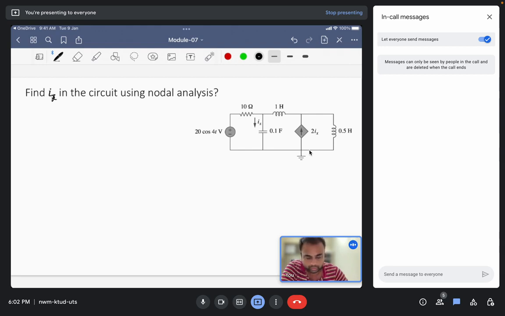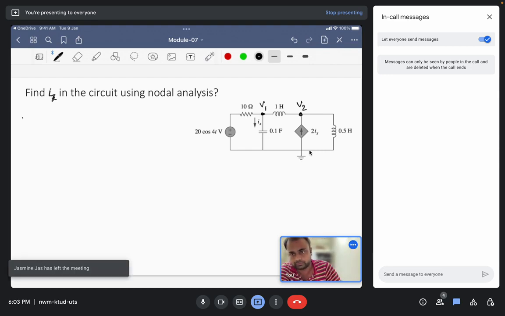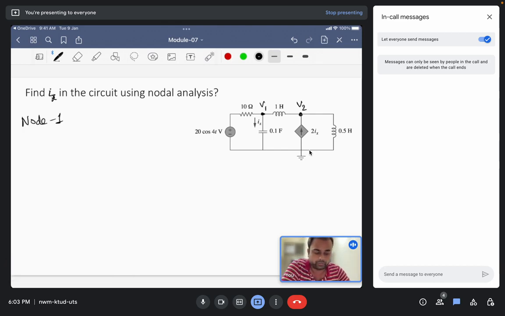We can identify here that we have two nodes. Let us call this node 1, with voltage V1, and the voltage at node 2 be V2. Now, using nodal analysis, we have to write the nodal equations for each node and then solve those two equations. So let us solve first for node 1.